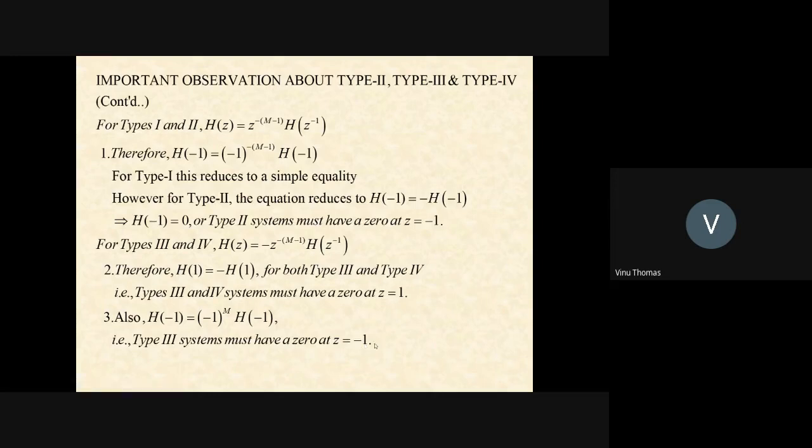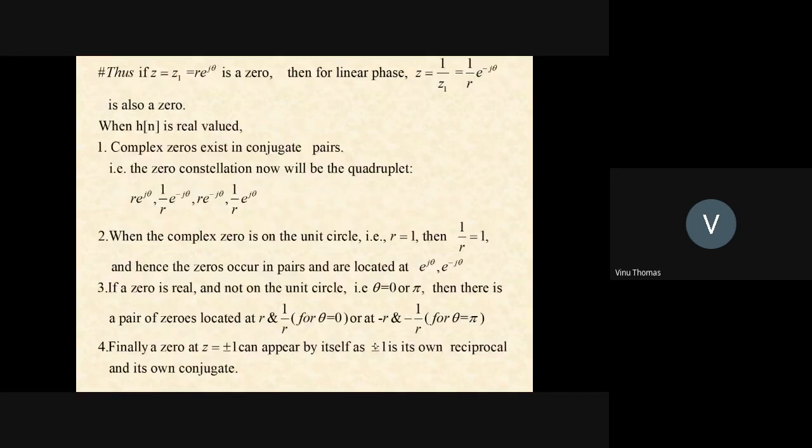So to conclude, we have looked at the zeros of types 1, 2, 3, and 4 filters. And you have seen that if z equal to z1 is a 0, then its reciprocal is also a 0. And you have also seen that when h of n is real valued, which also means that H of z has real valued coefficients, then complex zeros exist in conjugate pairs, and now will be the quadruplet r e power j theta, 1 by r e power minus j theta, r e power minus j theta, and 1 by r e power plus j theta.